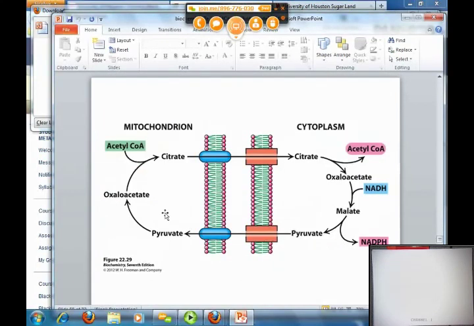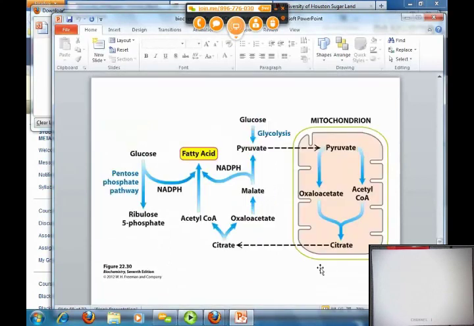Acetyl CoA is inside the mitochondria, and this is the cytoplasm. So the degradation process takes place in the mitochondria, but fatty acid synthesis takes place in the cytoplasm. That one should be remembered. You can see here mitochondria, pyruvate, oxaloacetate and everything. The citrate is coming in, and then fatty acid synthesis. This is inside the mitochondria, and this is fatty acid synthesis in the cytoplasm.